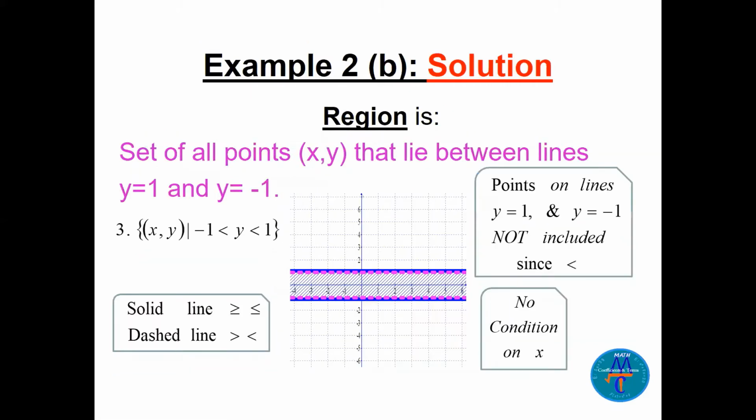Now the second one says y is greater than -1 and less than 1. Look at the lines here, y equals 1. See, this is the line y equals 1. It's dashed, because we have less than and greater than, no equal. So that's a dash. Greater than -1, less than 1. So it is the strip here between -1 and 1. That's the region, the set of all points that lie between the lines y equals 1 and y equals -1.